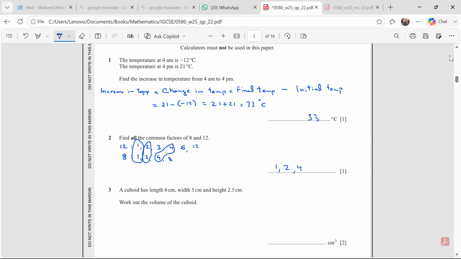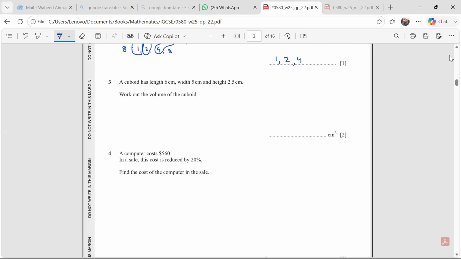Clear? Okay. A cuboid has length, width, and height so much. Work out the volume. Okay, you know the volume. How do we calculate the volume of a cuboid shape? You just multiply all the three sides. So here we have to multiply 6 with 5 with 2.5. Am I right? We have to do this calculation without calculator. So 6 times 5 is 30 times 2.5.